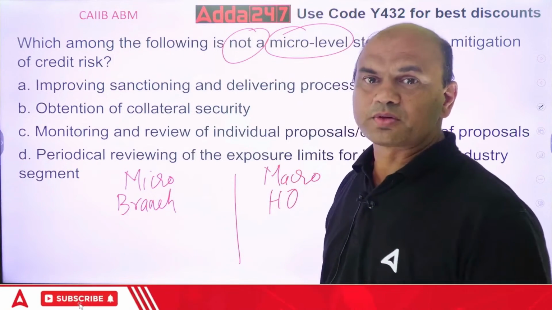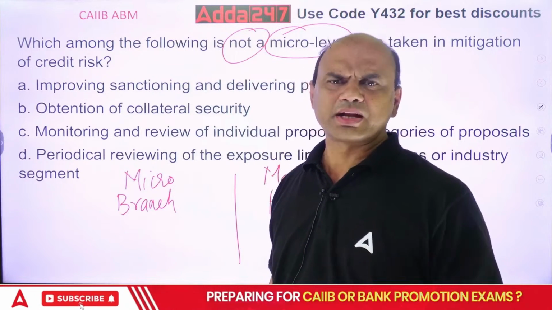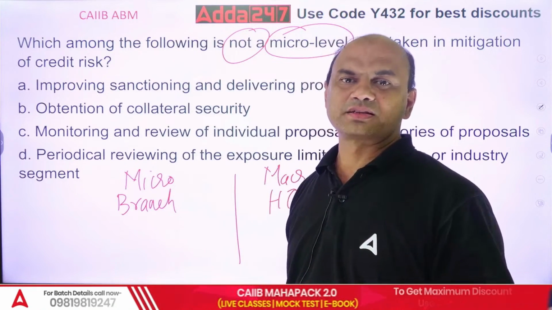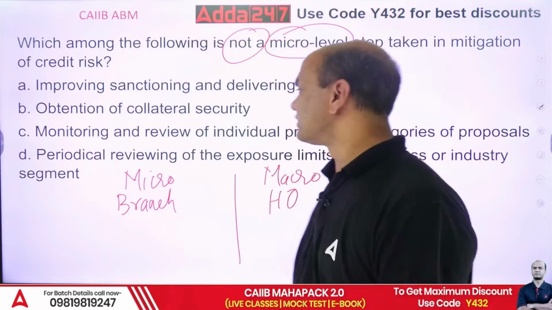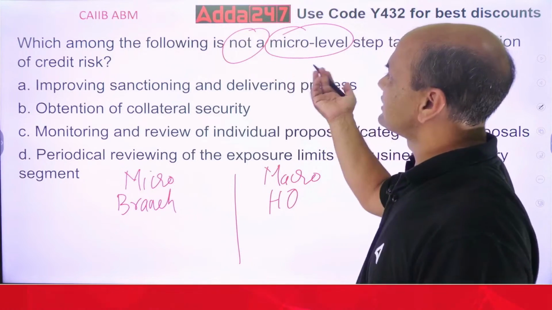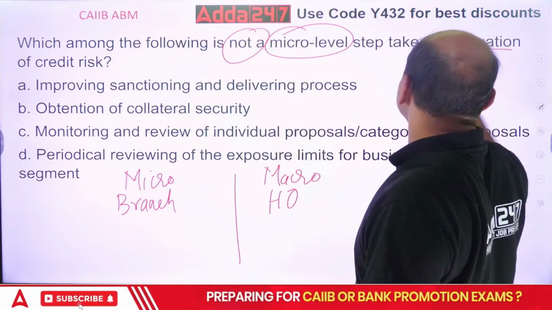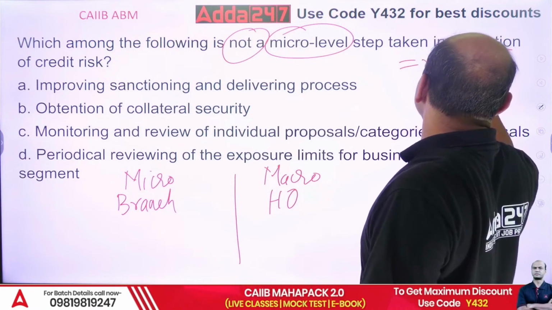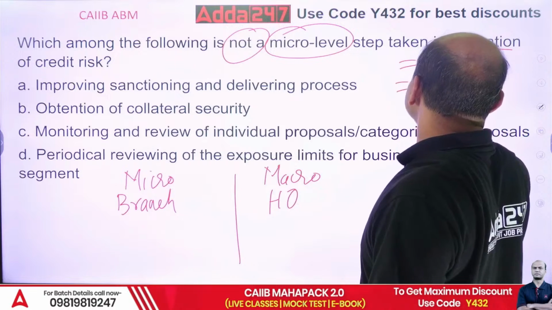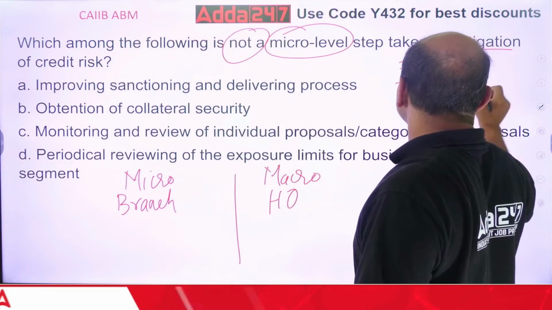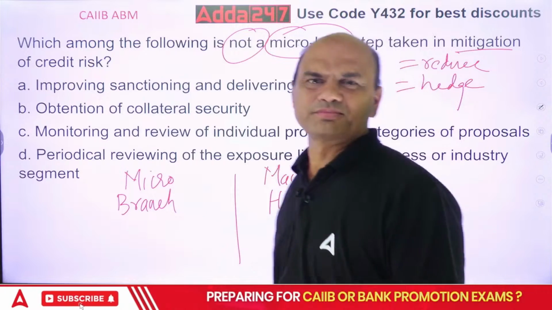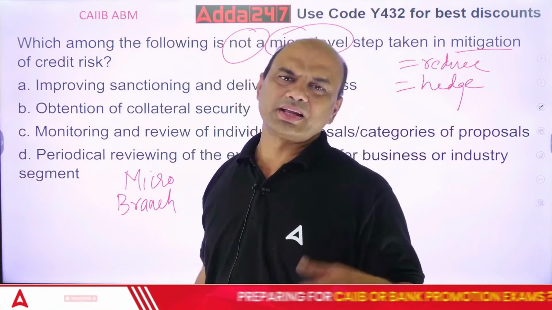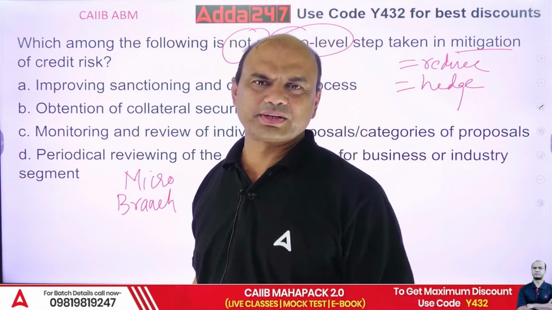At branch level, what do you do to mitigate the risk? Mitigate means reduce. What do you mean by mitigation? See, there are 2-3 words. Mitigation equals reduction, equals hedging. Okay? All are one and the same. Either hedging the risk, mitigation of risk, reducing the risk, one and the same.